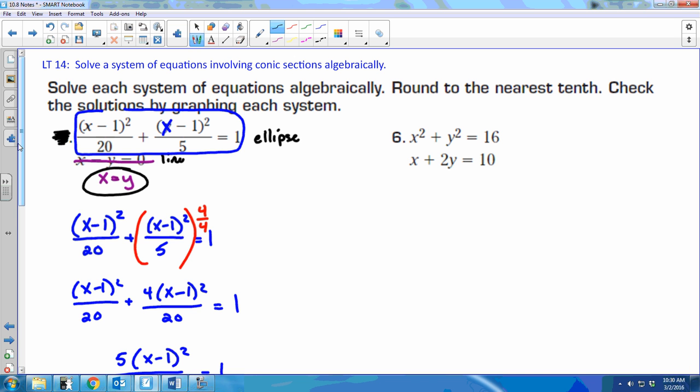On the second system, there's a typo on your note sheet. It should say x squared plus y squared equals 16. I think it says equals 1 on your note sheet. My bad.